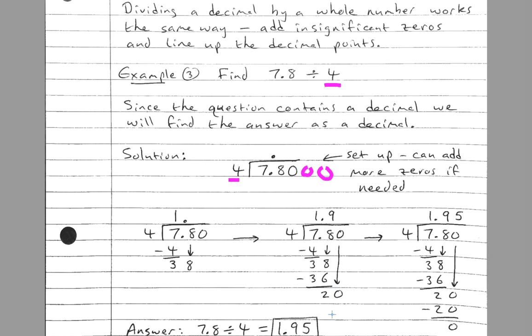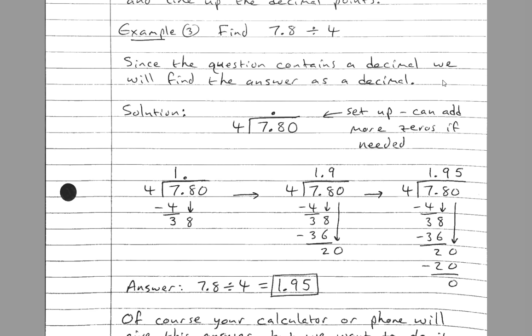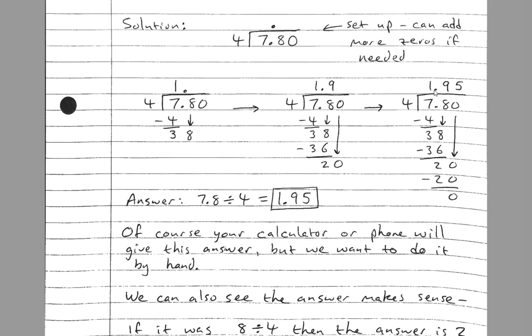Okay, we have to keep going. We haven't got a 0 yet. One more: 4 into 20 goes 5 times. Then we do get a 0, so then we stop. So the answer is 1.95.